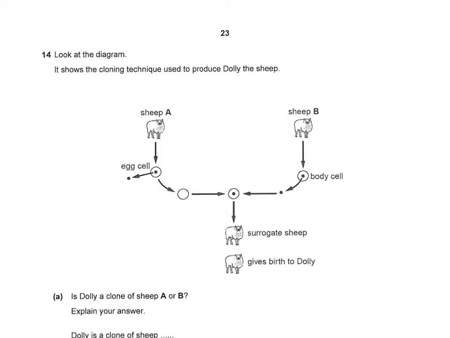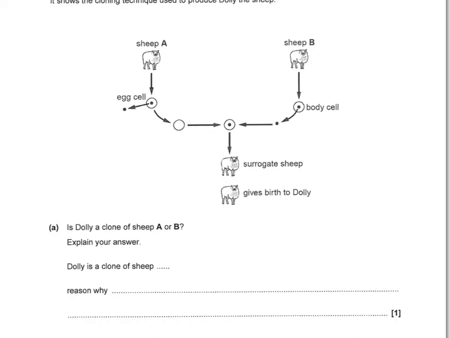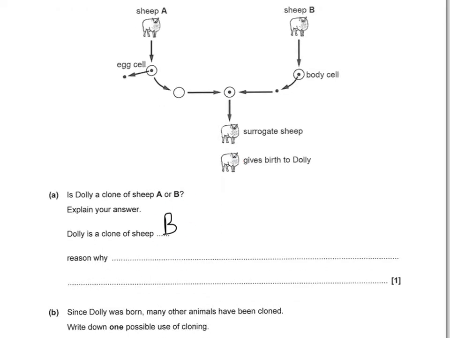Look at the diagram. It shows the cloning technique used to produce Dolly the sheep. Is Dolly a clone of sheep A or B? And explain your answer. The first bit won't get you a mark just for saying which one it is. It is B, but that won't get you a mark. You've got to say this because the DNA or genes or chromosomes came from sheep B. So sheep A just provided the egg cell, but the nucleus came from sheep B, and that's where the DNA is. So it's sheep B, and the reason is because the DNA has come from sheep B.